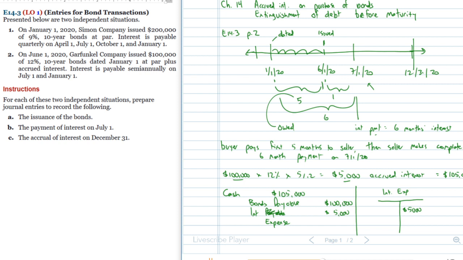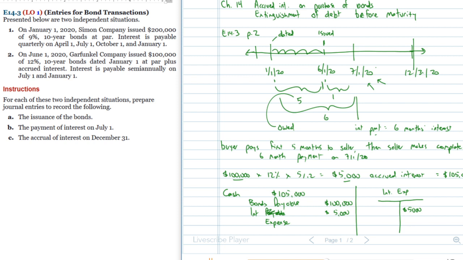Then we make our normal 7/1 interest payment. Remember, the whole point of this accounting method is to make our interest payment on our first interest payment date as normal as possible. What you don't want to have to do on 7/1 is have your bookkeeper go through and figure out how much interest payable am I paying off, how much interest expense am I recording.